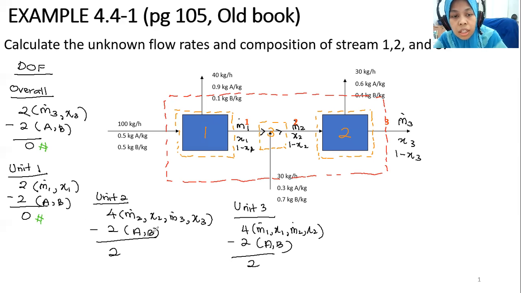Compared to unit 2 and unit 3, the information for unit 2 and 3 is not enough for us to do the calculation or solve the material balance. So now I proceed with the material balance calculations. Because we know that overall and unit 1 can start first, we start with the overall material balance first.